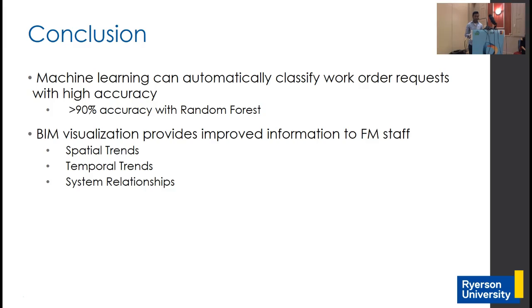So for this, we can conclude that machine learning can accurately predict the problem type with great accuracy, greater than 90% with the random forest model, and also that the BIM visualization provides improved information to facilities management staff in terms of spatial, temporal trends, and systems relationships.